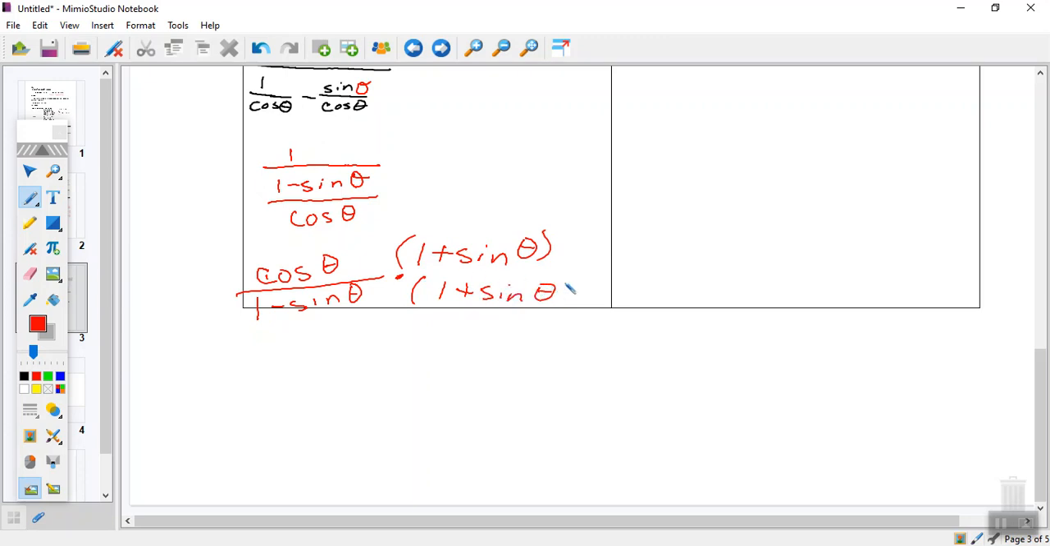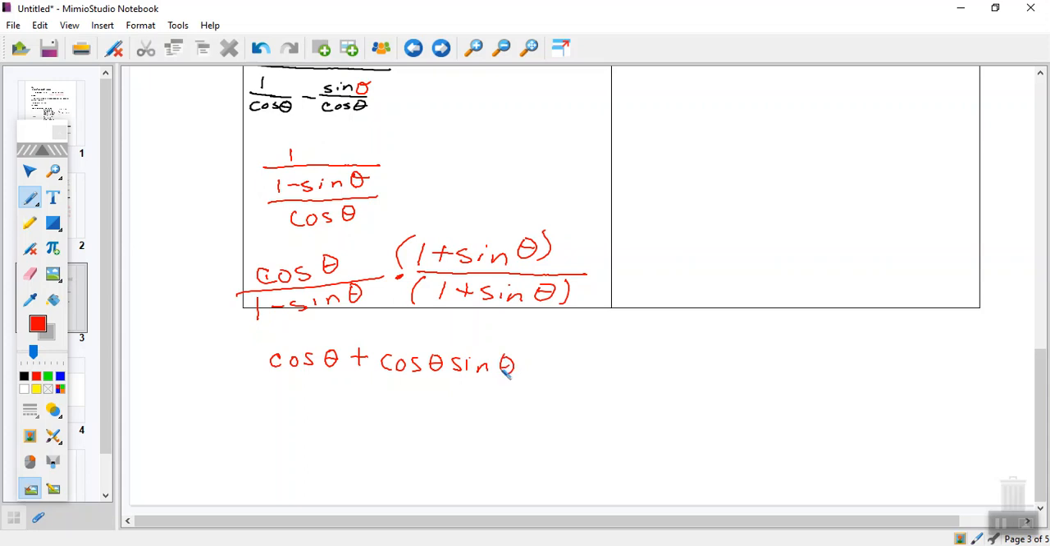Up top, help me distribute. What's cosine of theta times 1 on top there? Cosine of theta. We're at this point right here. The top, if I distribute, would become cosine of theta plus cosine theta times sine theta.